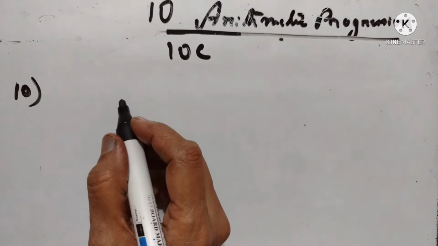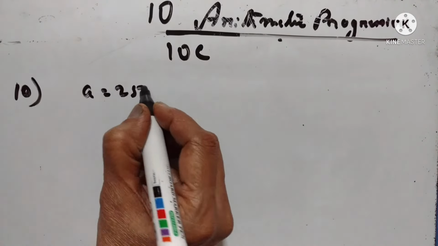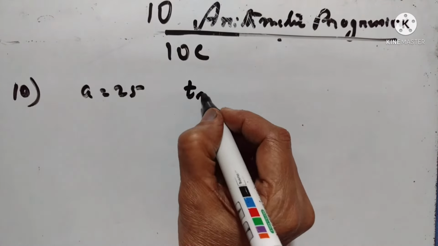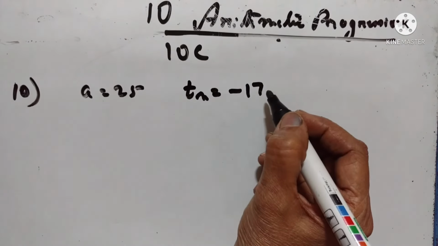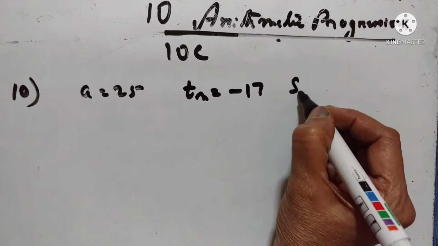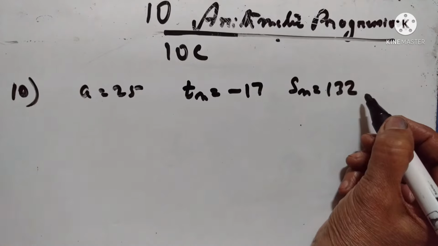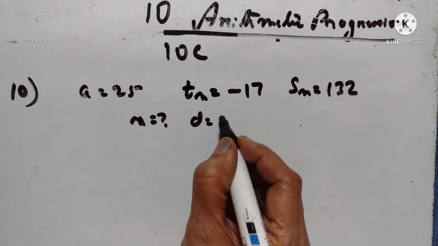10th problem. In an AP, the first term A is equal to 25, and the nth term is equal to minus 17. The sum of n terms is equal to 132. Find n and the common difference. N is equal to what and D is equal to what?